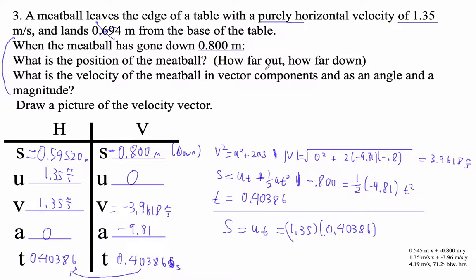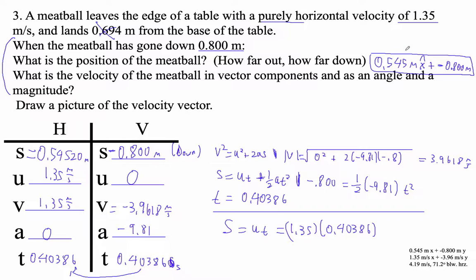All right, so let's see if we can answer the questions. What is the position? How far out, how far down? Well, it's 0.545 meters out in the x direction. And then, of course, we went down 0.8 meters. That is our position. We are out and down.